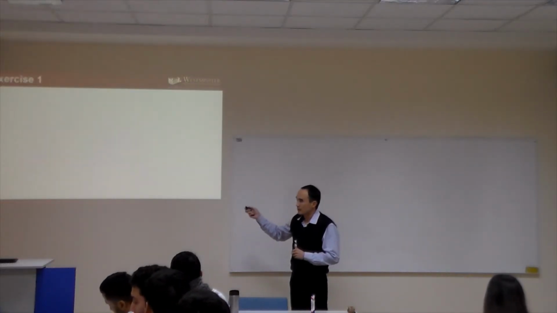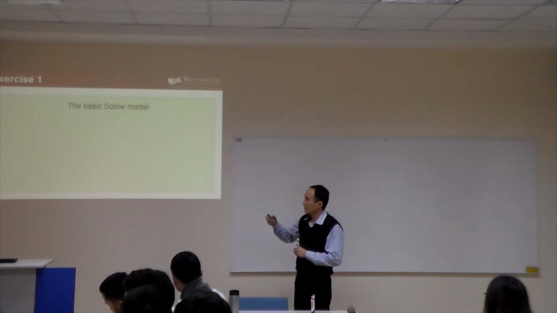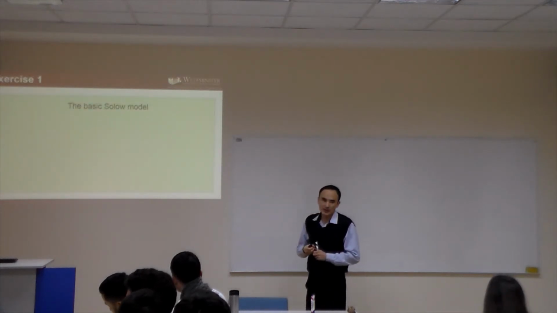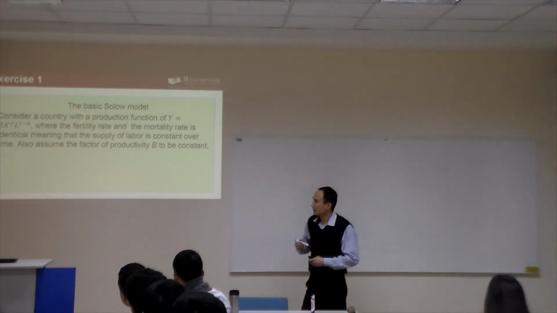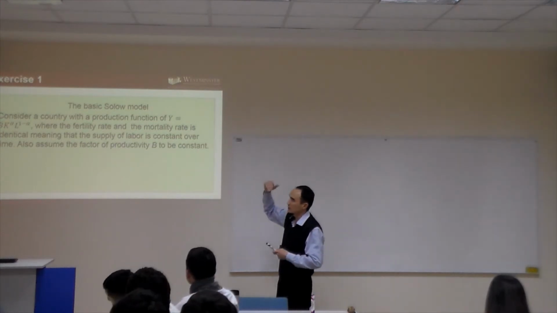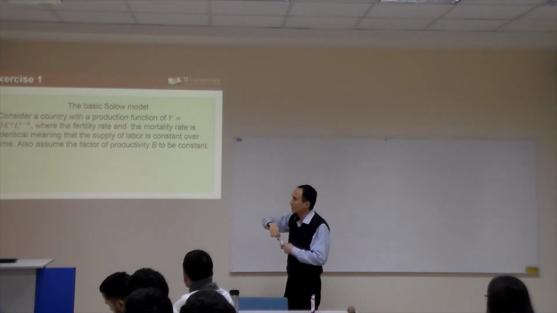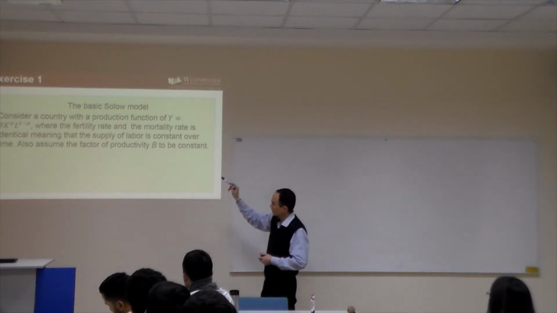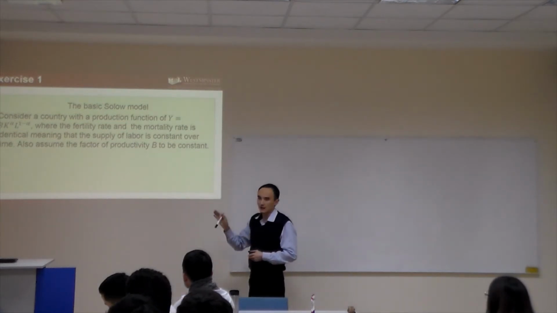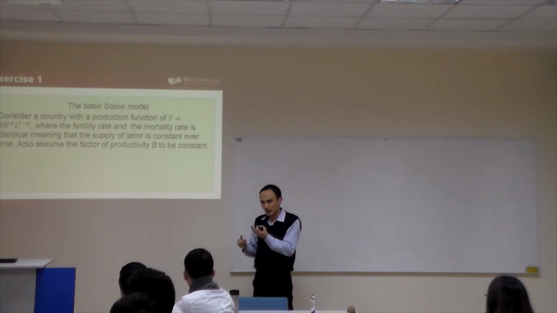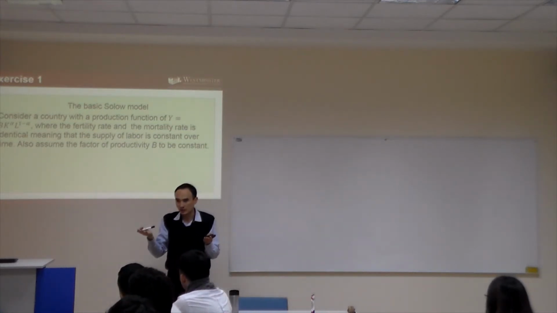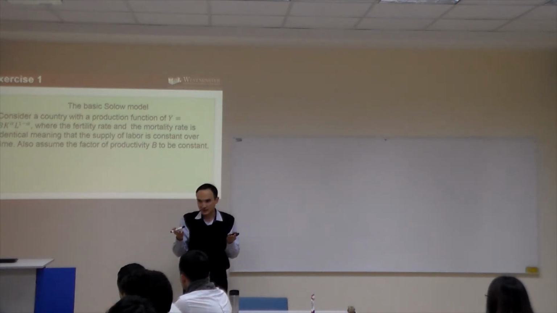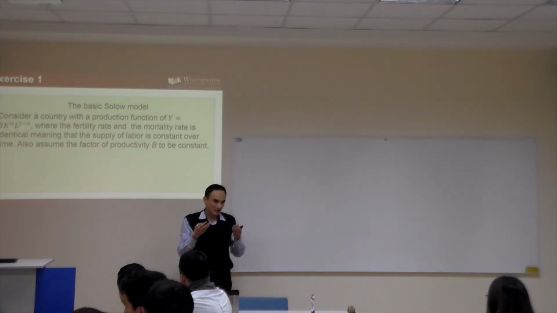So exercise 1, we are going to derive the very basic Solow model. Now we are making an assumption that we are given a Cobb-Douglas production function, and in this economy, the fertility rate and mortality rate are the same. If they are the same in the long run, it means that population doesn't change. Labor will not change.